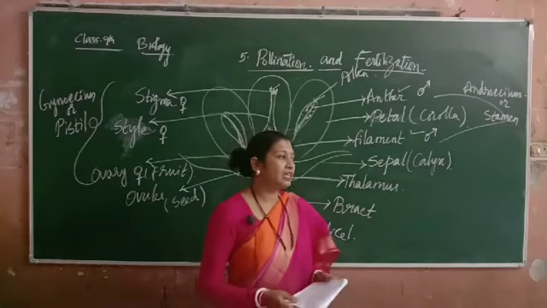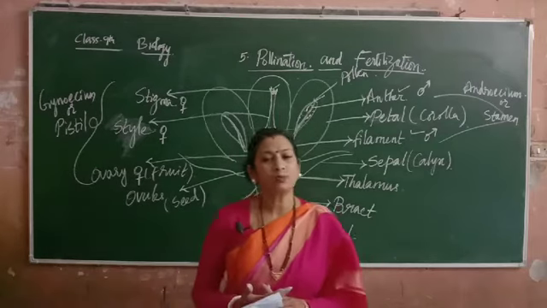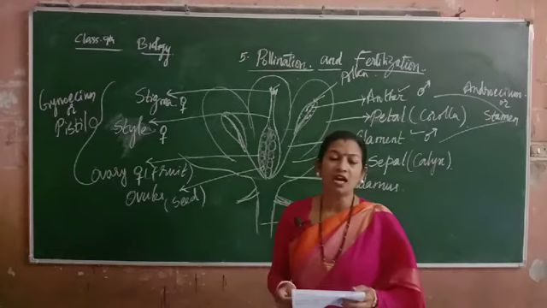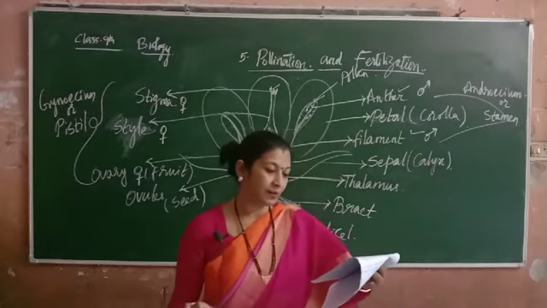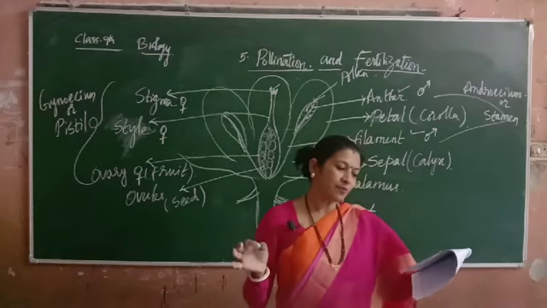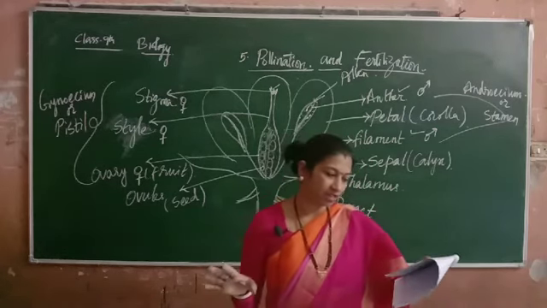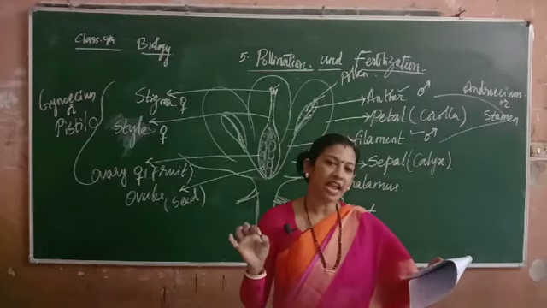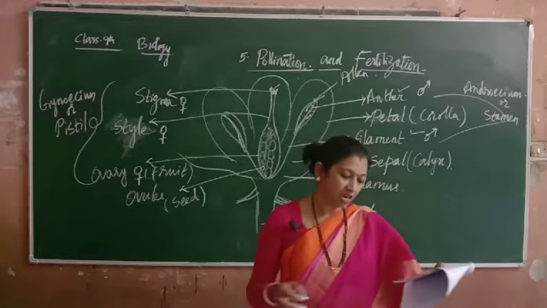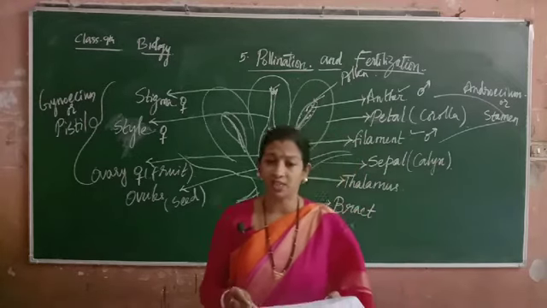Now, as we have studied in the characteristics of cross-pollination: insect pollinated, entomophilous (entomo means insect); wind pollinated, anemophilous; water pollinated, hydrophilous. Now what are the conditions required for insect pollination?